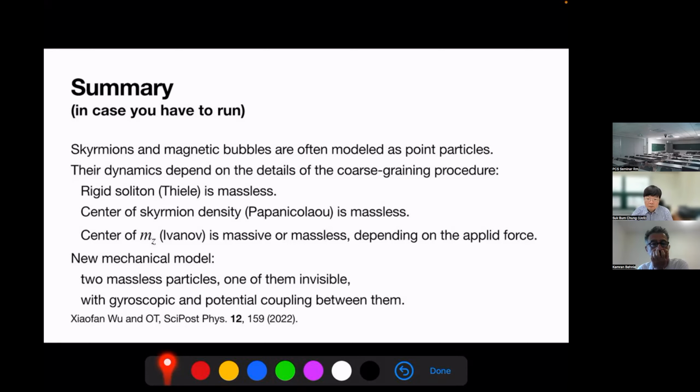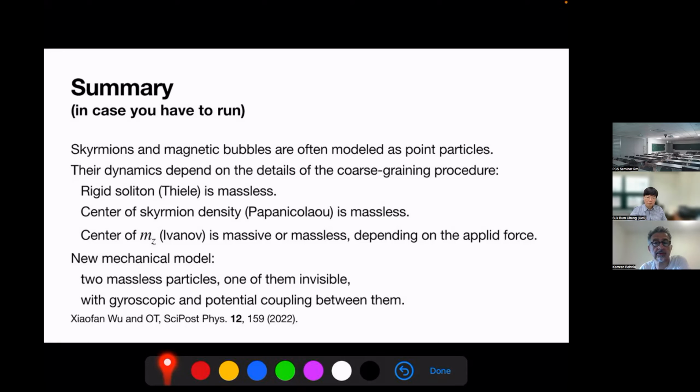If you go one step beyond that and do a more sophisticated analysis where you define the skyrmion position as the center of skyrmion density, that also gives you a massless dynamics. However, if instead you use the longitudinal magnetization mz as the weight, you get a massive dynamics, or sometimes a massless one, depending on the nature of the applied force. And that's what I'm going to discuss today.